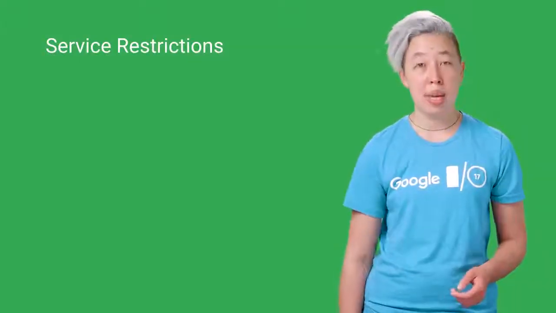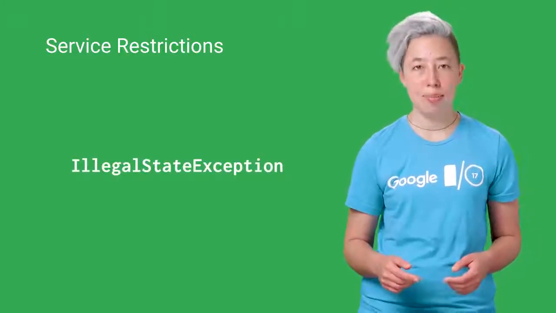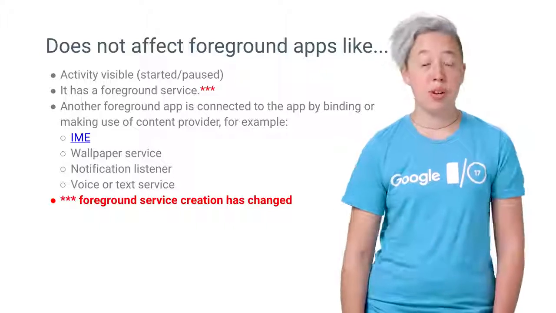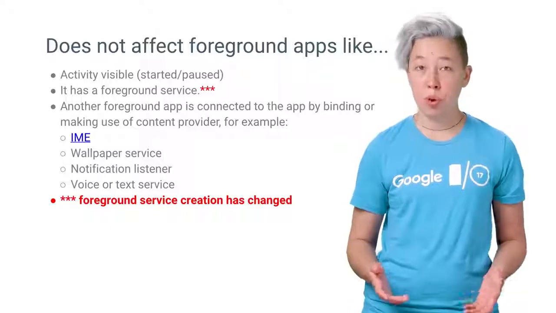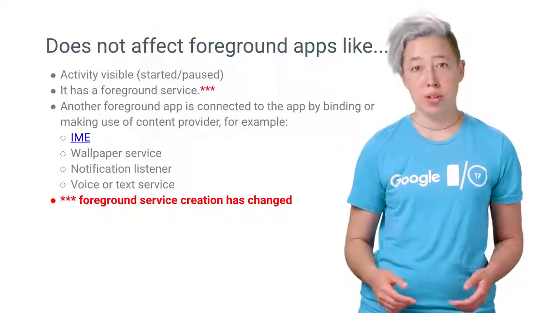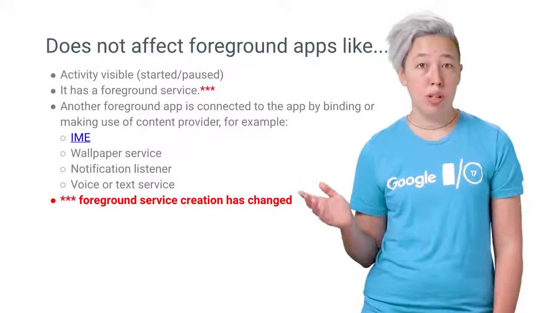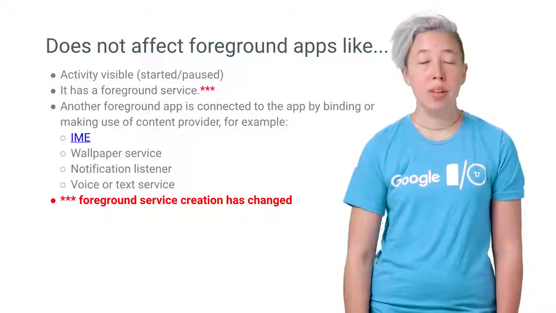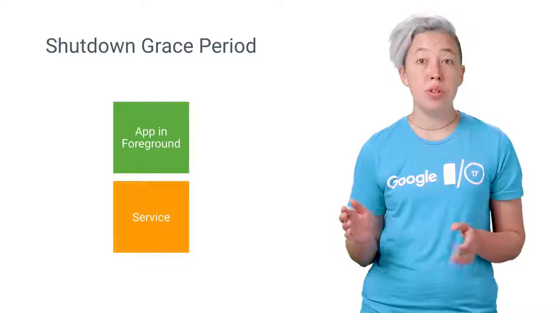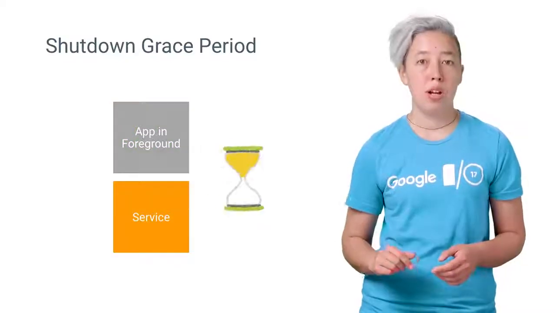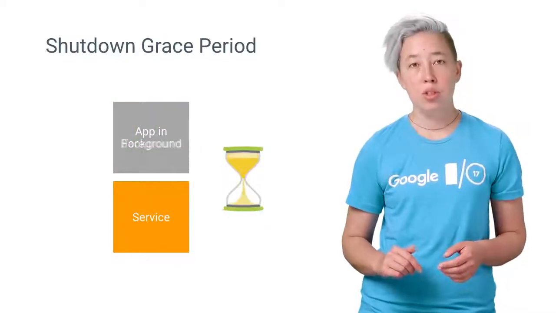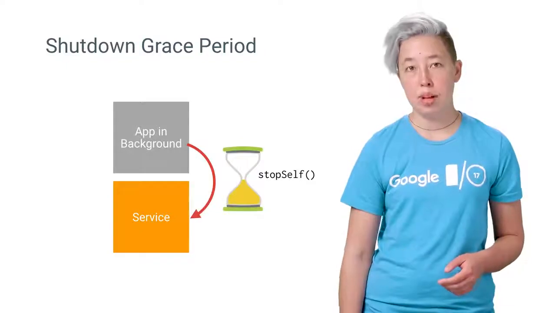First on the list of background behavior changes are services. Calling start service from the background will cause an illegal state exception. Now, this does not affect services started when your app is visible and in the foreground, nor does it affect bound services. Here are a few more situations where the app is considered in the foreground. When your app moves from the foreground to the background, there's a short grace period before your service is shut down. The service shuts down as if it had called stop self.